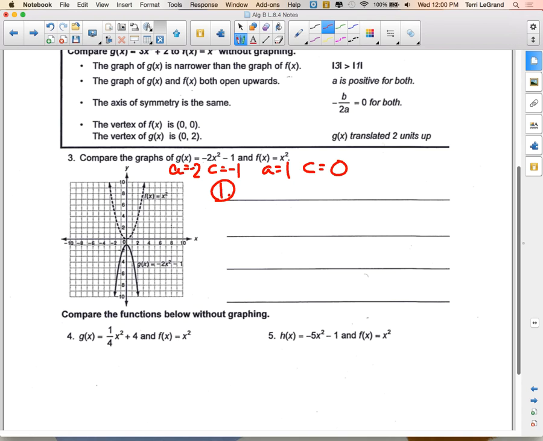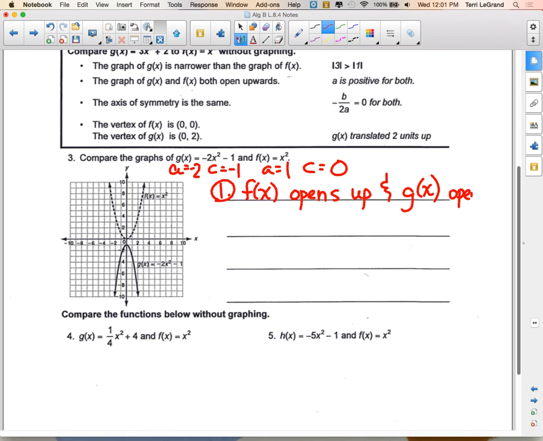Let's go down. Which one's opening up and which one's opening down? F of x is opening up. Okay, why is f of x opening up? What would be our reasoning if we didn't have this graph here to look at? A is positive. Okay, f of x opens up. And g of x, because it has an a value that's negative, what should it do? Opens down. And g of x opens down.